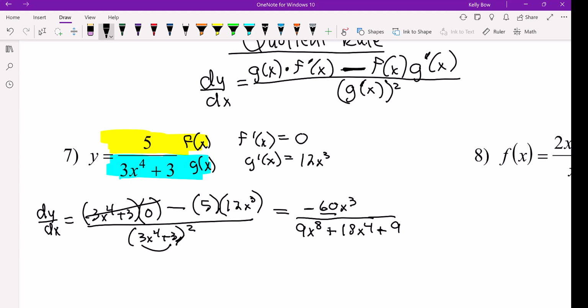And then, do all of those things have in common? Let's see. They don't all have a 9 in common, but they all have a 3 in common. And technically, right here, we could factor out a 3 from this, a 3 from that before we expanded. We could have done, no, we couldn't because of the square. Never mind. So we're going to factor out a 3. That gives us negative 20x cubed all over 3x to the 8th plus 6x to the 4th plus 3.